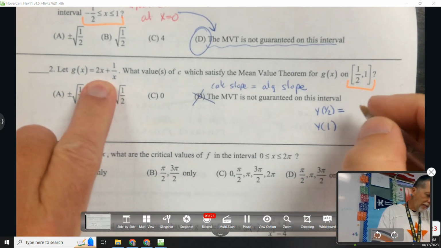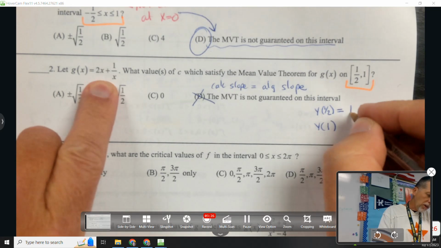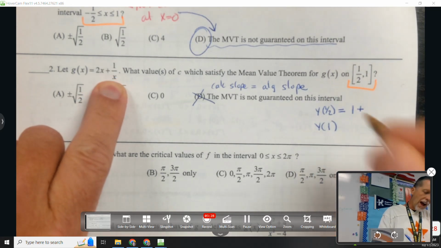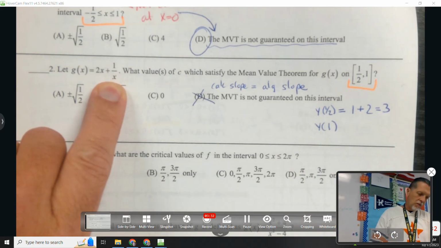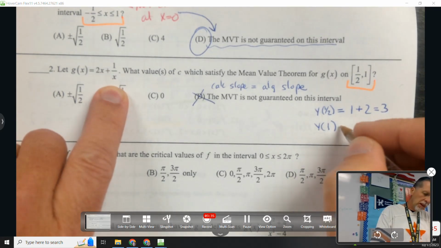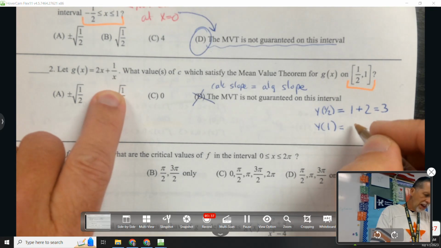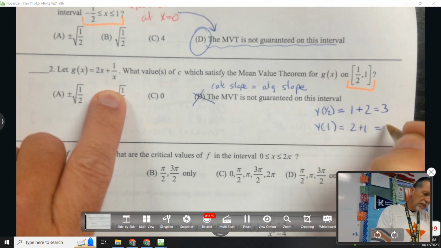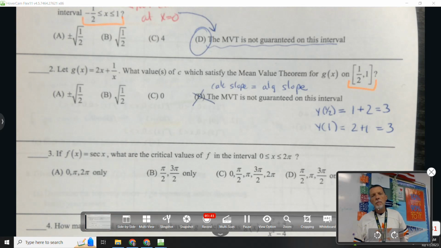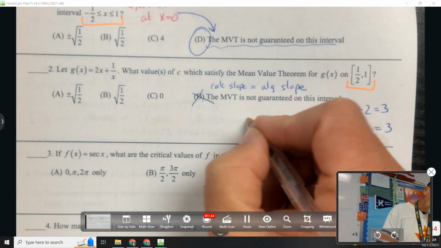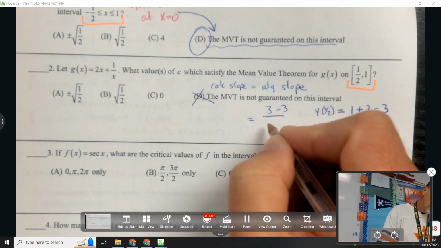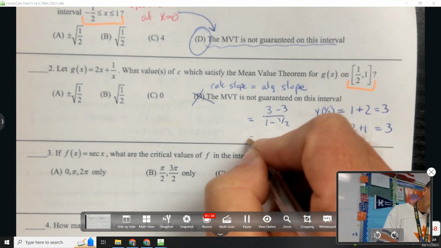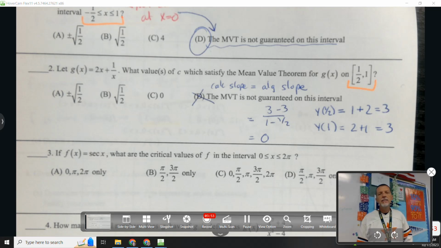Plug in 1/2. 2 times 1/2 is 1. 1 over 1/2, so just flip the 1/2, we get 2. So that's 3. If I plug in 1, I get 2 plus 1 is also 3. So my algebra slope is going to be 3 minus 3 over 1 minus 1/2. So that worked out nice. My algebra slope is 0.